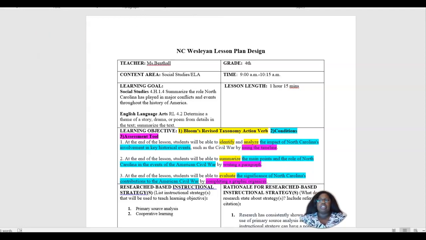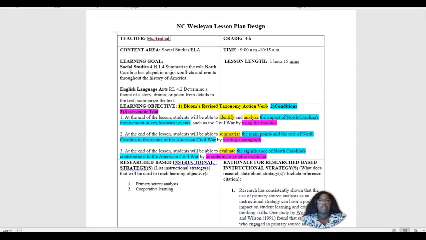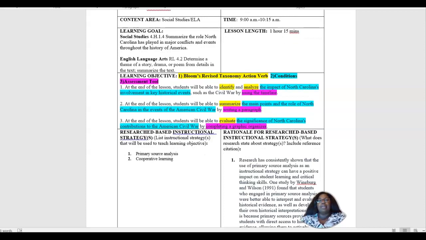Next, we're moving on to the learner objectives. By the end of the lesson, there are three things that the students will be able to do. The first one, students will be able to identify and analyze the impact of North Carolina's involvement in key historical events, such as the Civil War, by using the timeline.